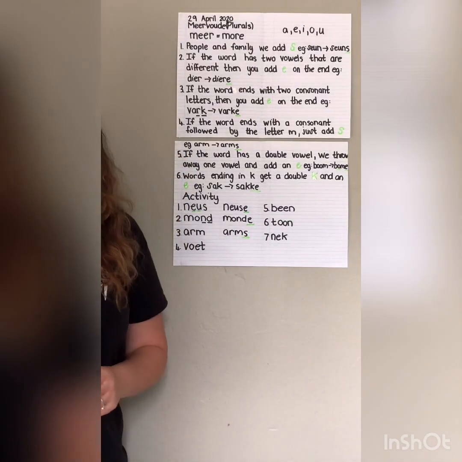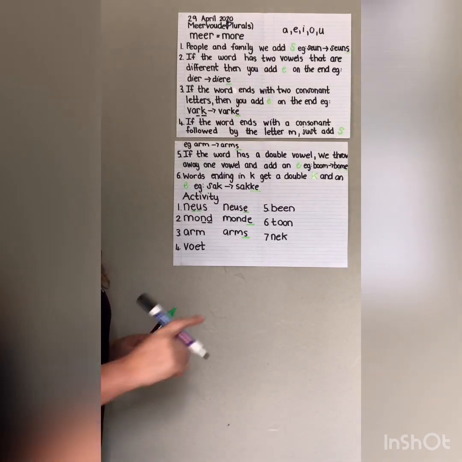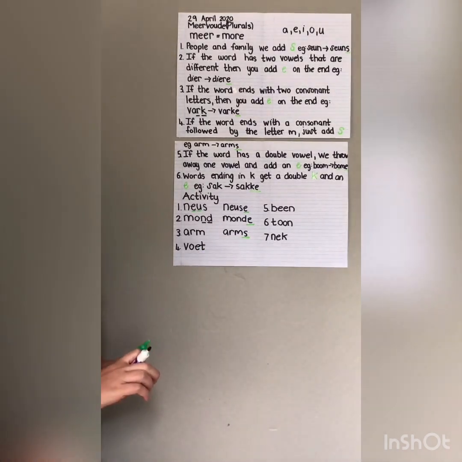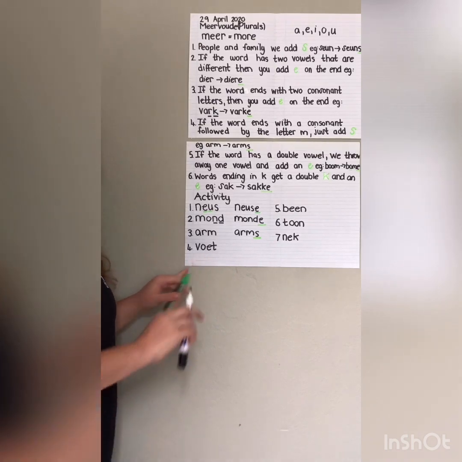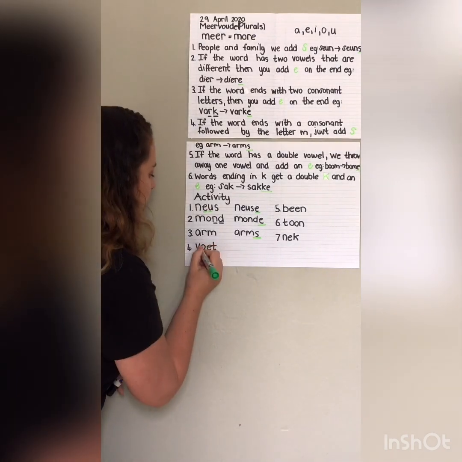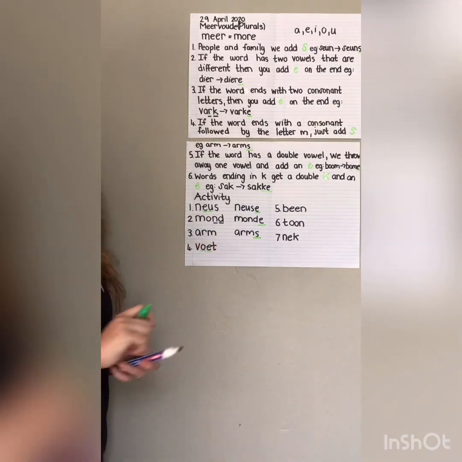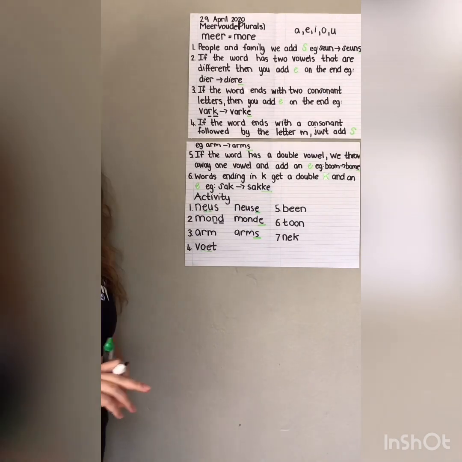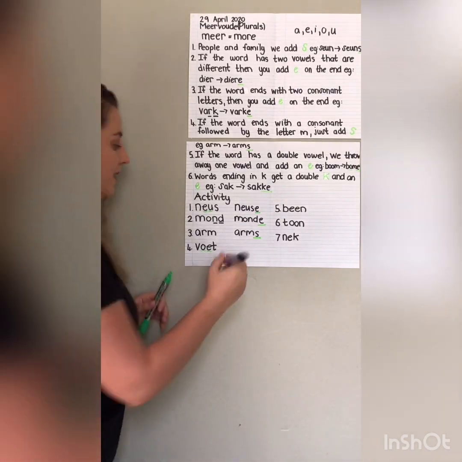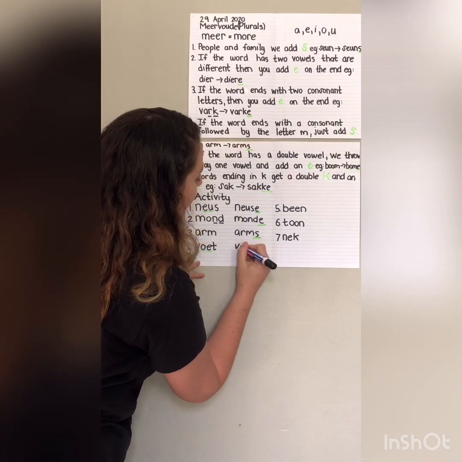The next word we have is voet for foot. It also has 2 vowels that are different inside. And we know when a word has 2 different vowels that are next to each other, we add on an E. So our word becomes voete for feet.